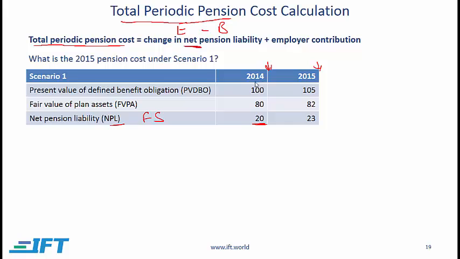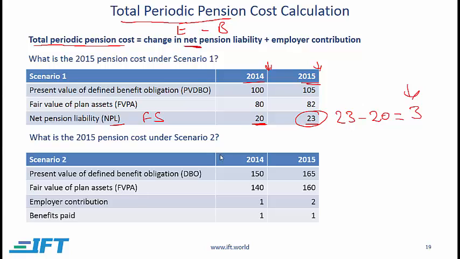And for your convenience, we are also giving you the net pension liability or the funded status. So at the end of 2014, we have a net pension liability of 20, and at the end of 2015, we have a net pension liability of 23. Here we are assuming that the employer contribution is 0. So the total periodic pension cost is the ending value 23 minus 20, which is equal to 3. So the total periodic pension cost is 3.